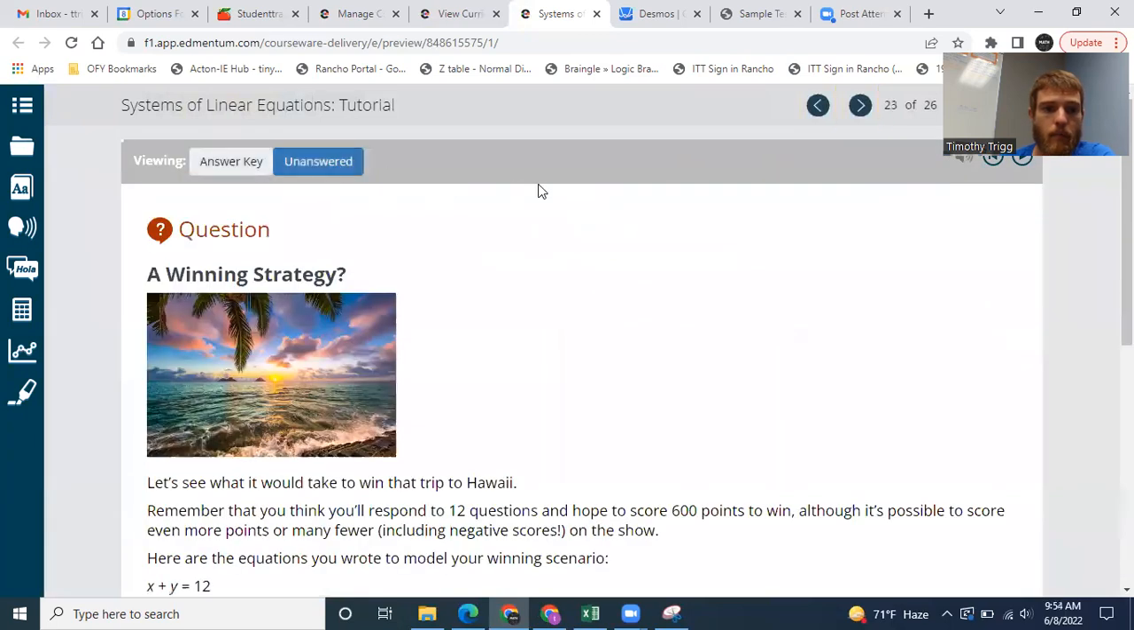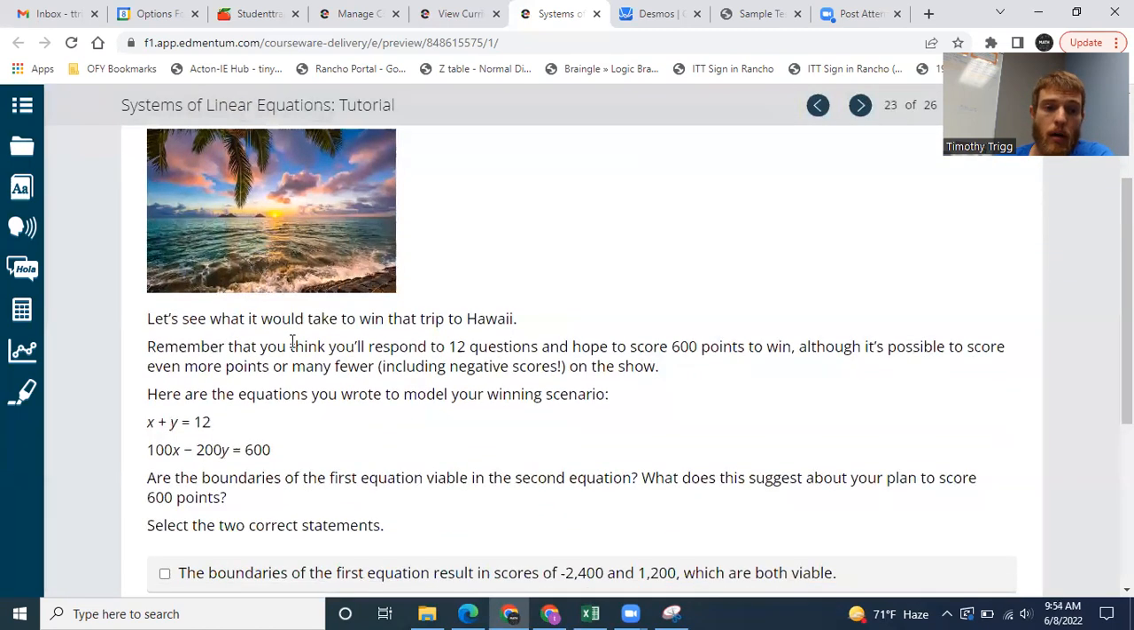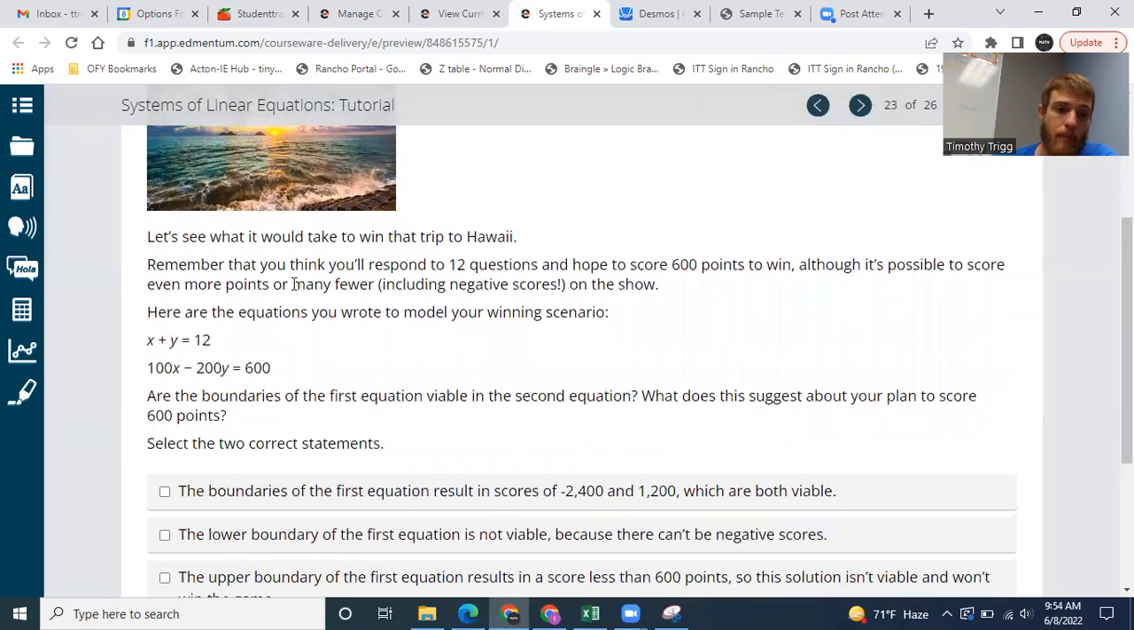Let's move on. Now let's go on to page 23. Here we're dealing with the exact same problem, okay? Let's see what it would take to win the trip to Hawaii. Remember that you think you'll respond to 12 questions and hope to score 600 points to win, although it's possible to score even more points or many fewer, including negative scores on the show.